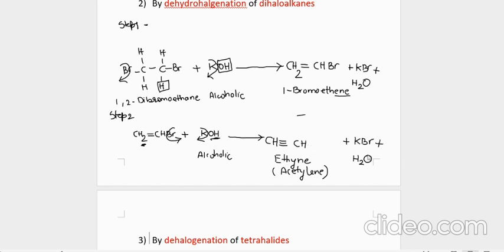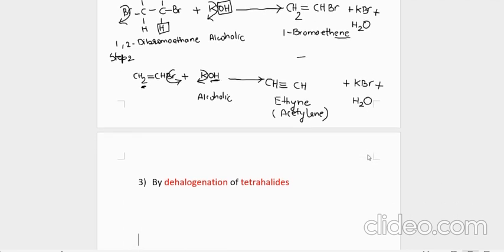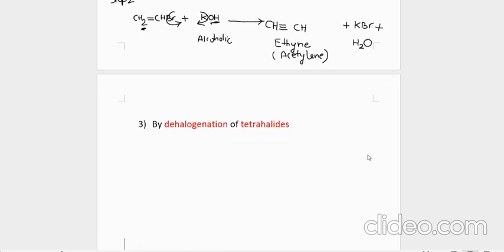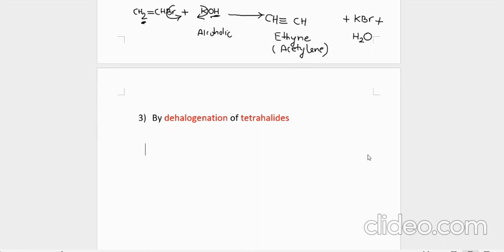Come to the third reaction, that is by dehalogenation of tetrahalides. Okay, now for dehalogenation of tetrahalides, we are going to take again our starting material. Okay, so our starting material for this reaction is 1,1,2,2-tetrabromoethane. Okay, so we are saying it as ethane. So you are going to write down ethane, 2 carbon atoms.